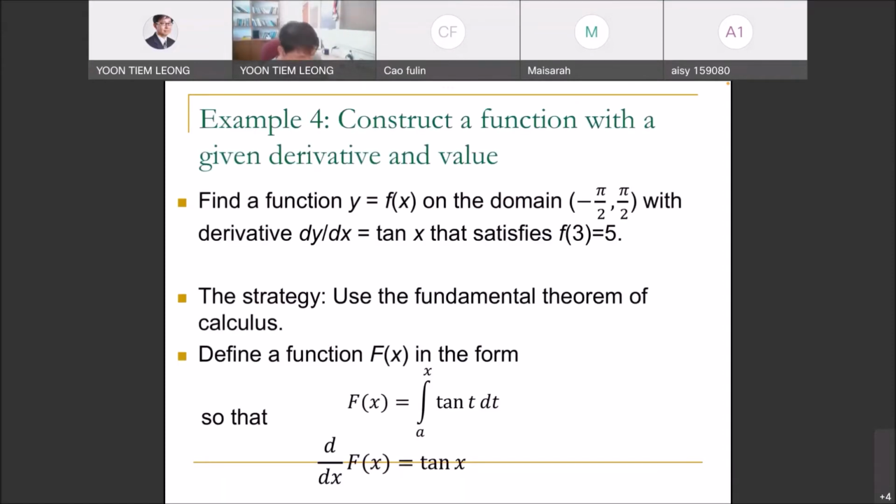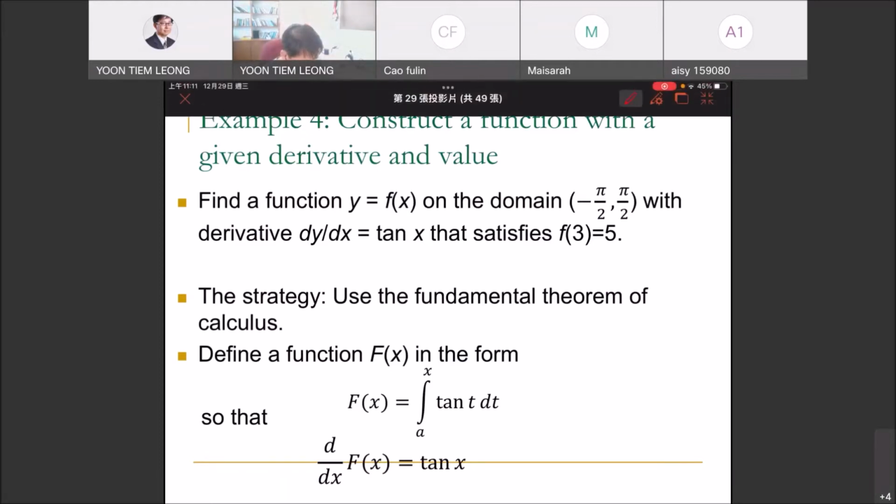Okay, so here you are asked to find the form of the function, which has the name small f, and is defined between -90 and +90, and you are given two clues, right? This function has to fulfill two conditions. That is, the value of the function at 3 must be 5, and the derivative of the function must be tangent x. Right? So how do you find the answer?